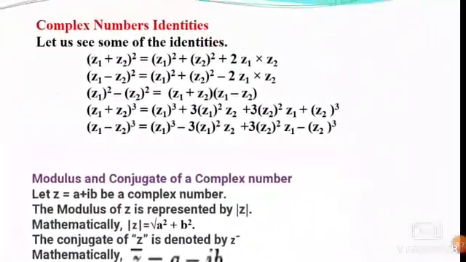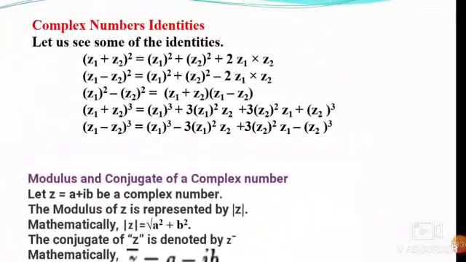Now complex number identities. Let us see some of the identities. Whatever you learned before, here we are learning it for complex numbers. (z1 plus z2) the whole square, you know a square plus b square plus 2ab, the same formula: z1 square plus z2 square plus 2 z1 z2. Similarly (z1 minus z2) the whole square equals z1 square plus z2 square minus 2 z1 into z2.